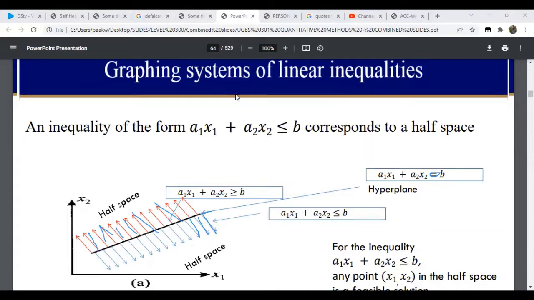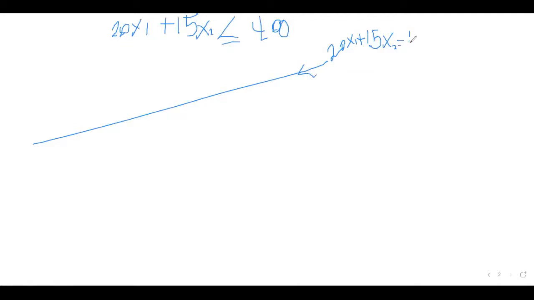Let me explain this on your whiteboard. So now, you're having your straight line. If you are having 20x1 + 15x2 less than or equal to 400, the straight line here, always, every straight line is equal to something. So the straight line is the equal to. So the straight line is 20x1 + 15x2 is equal to what? 400.